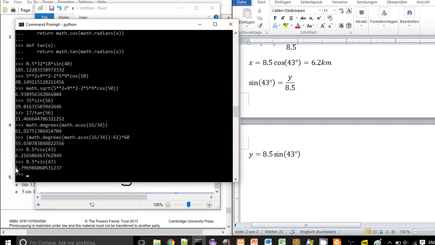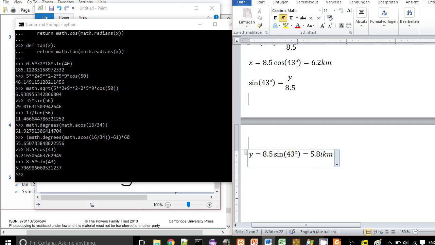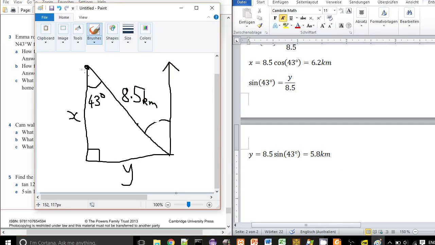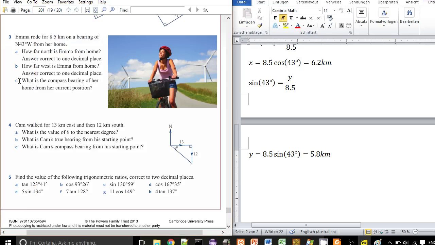5.8, one decimal. Okay, so hopefully this makes sense so far. If you travel northwest on this particular bearing for 8.5 kilometers, you end up close to 6.2 kilometers north and 5.8 kilometers west. Notice they're very close because it's nearly a 45-degree angle. It's just a little bit more north. Okay, what's the next question?